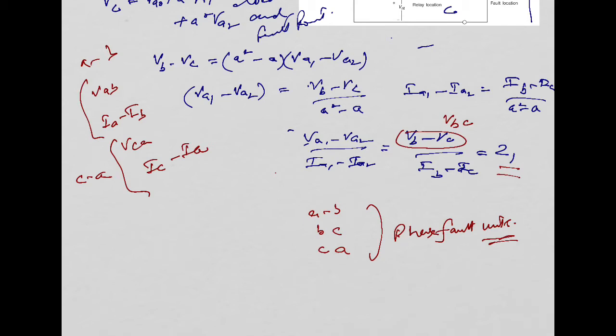Now we have to do the analysis for the ground fault units, for the ground faults. As you know, the ground fault is represented by the series connection of the positive, negative and zero sequence equivalent circuits.